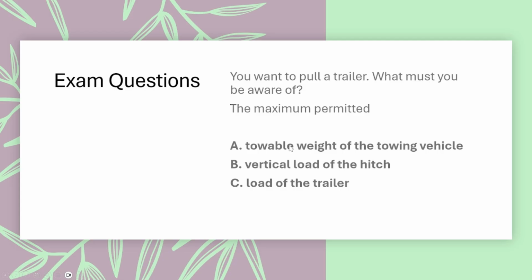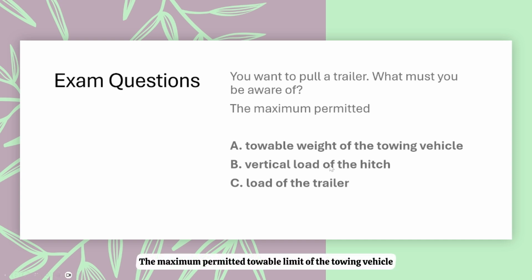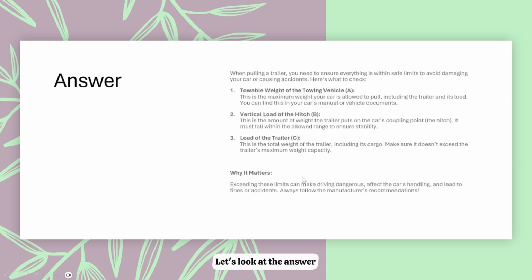Let's look at the next one. You want to pull a trailer. What must you be aware of? The maximum permitted towable limit of the towing vehicle, vertical load of the hitch, and the load of the trailer. Let's look at the answer. When pulling a trailer, you need to ensure everything is within safe limits to avoid damaging your car or causing accidents.